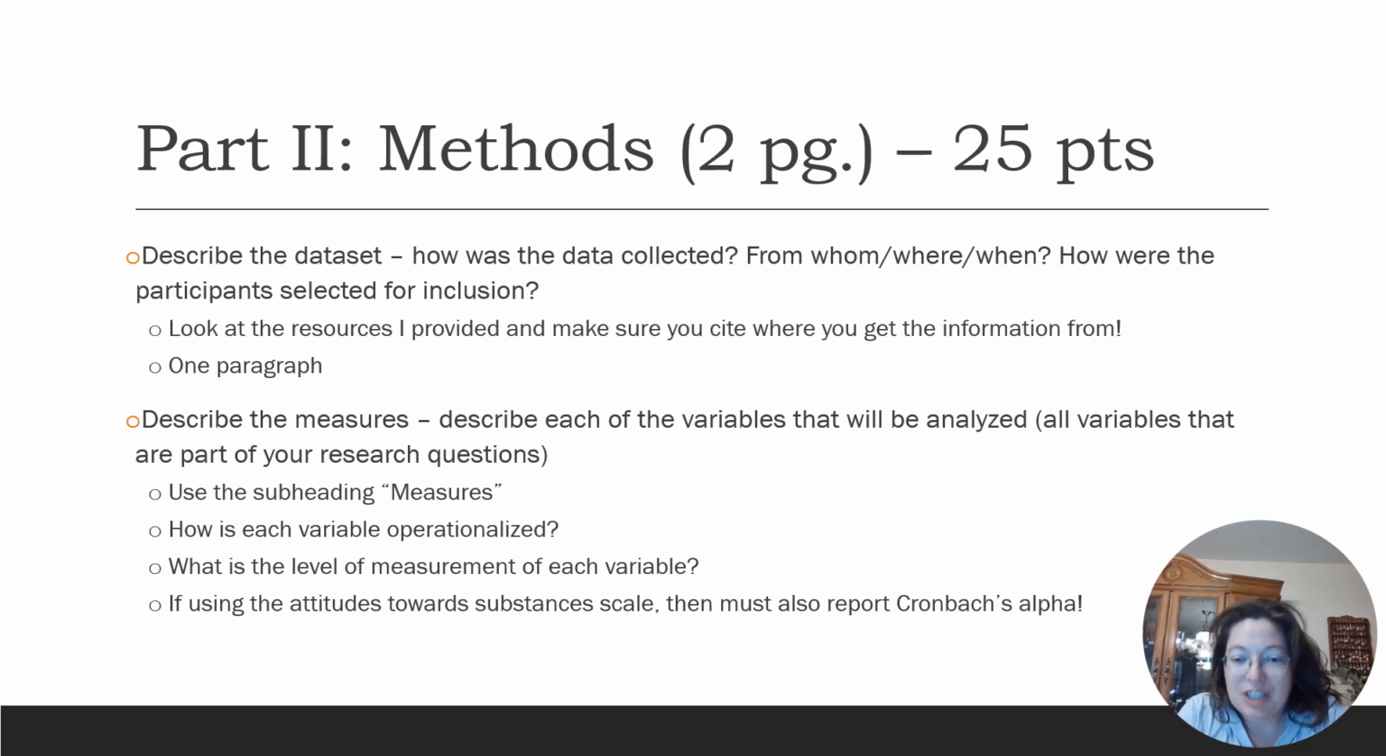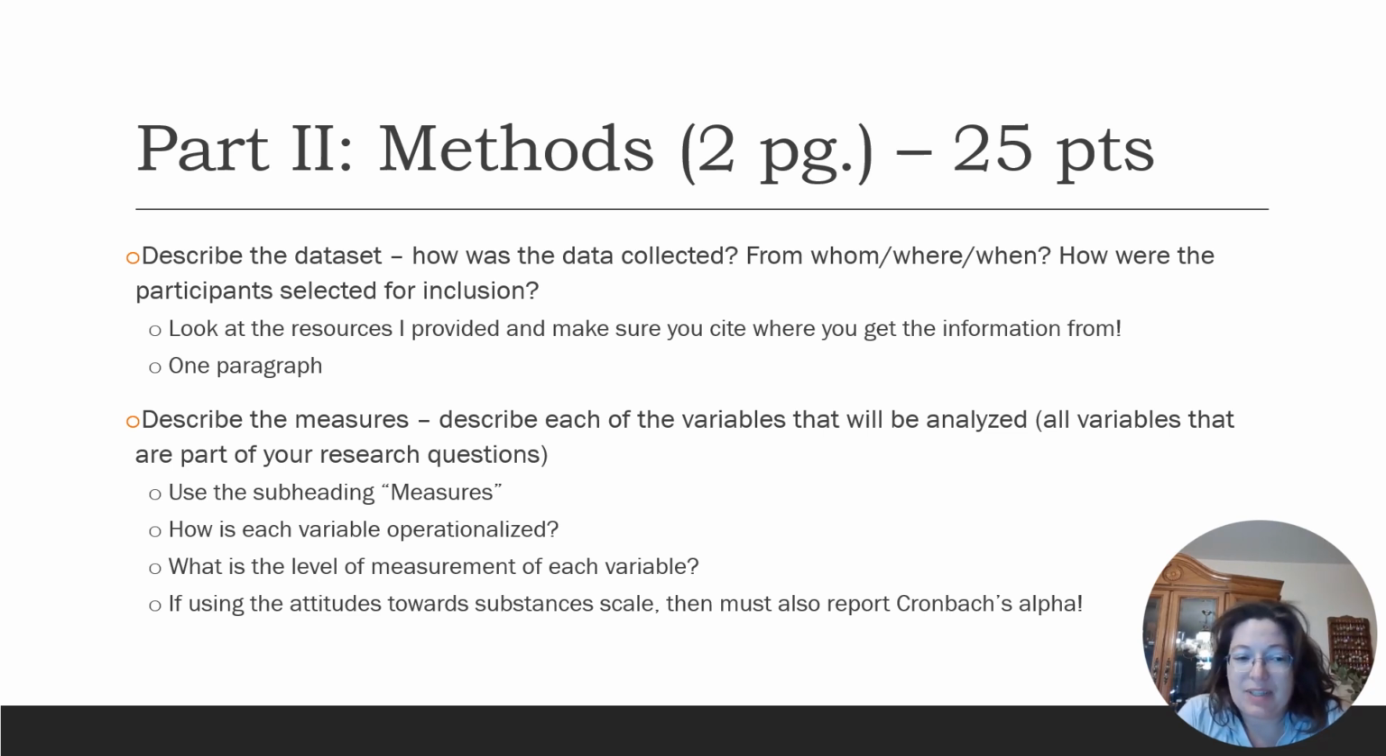The methods section is going to be a bit longer. Most of this is going to be new. So first, you're going to need a paragraph or so that describes the data set. So how was it collected, from whom, how are the participants selected for inclusion, and you can get all of that information very quickly from the resources I provided under the final assignment webpage. Just make sure you're citing where you get the information from.